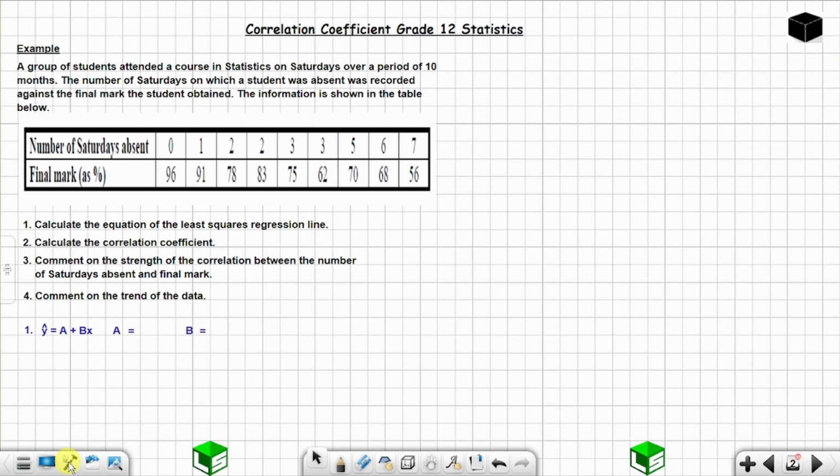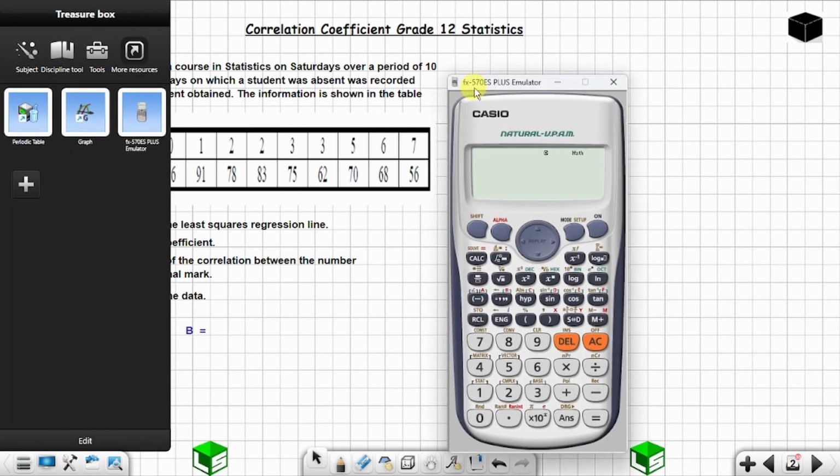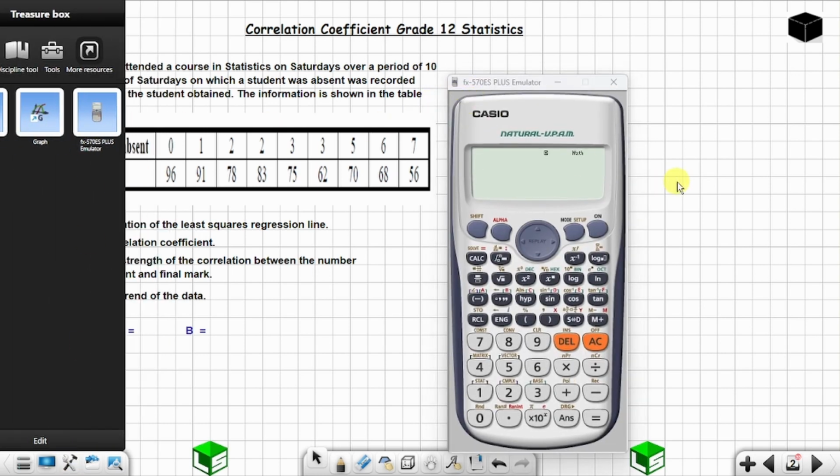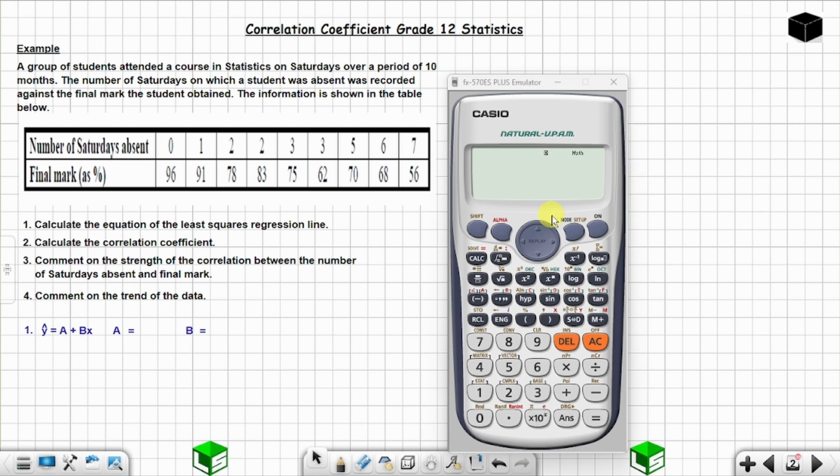So, you are going to use your calculator. I'm going to use my emulator. You are going to start with mode, and then option 3 for stat, statistics. After that, you have option 2 for A plus BX. Can you see A plus BX? Now you can insert the information that you are given.